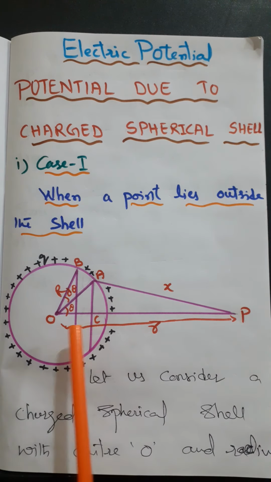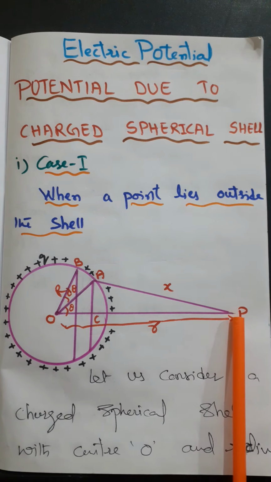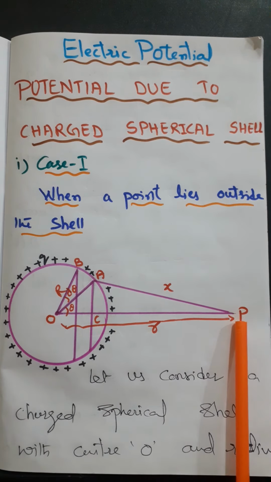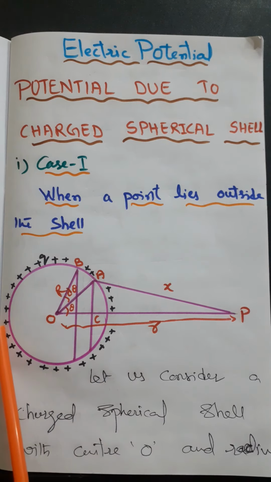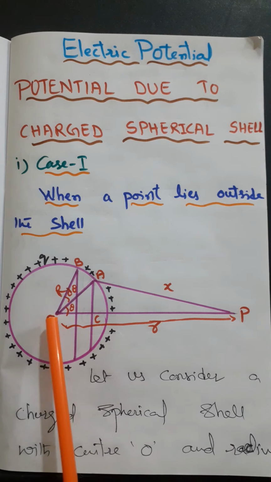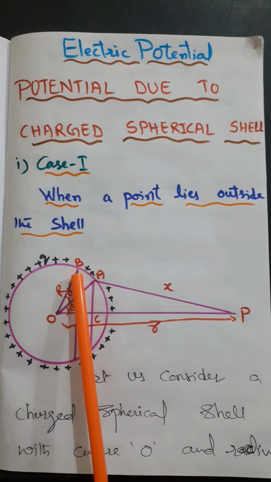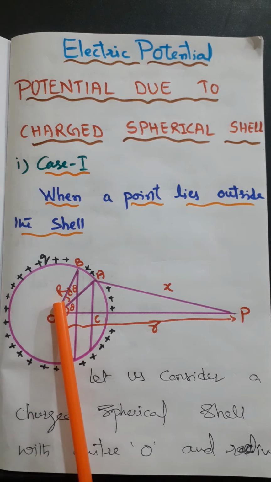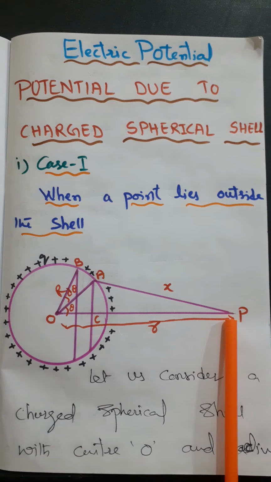First of all, we consider the point P lying at a distance r from O, outside the shell. This is a charged shell whose center is O, and the radius of this spherically charged shell is capital R. Now we have to calculate the potential at the point P.